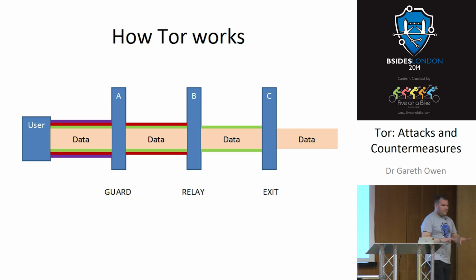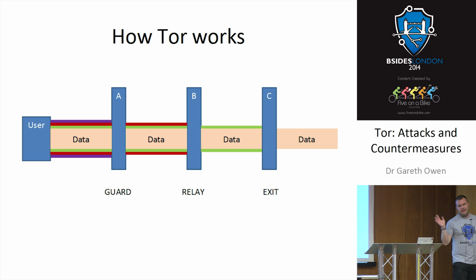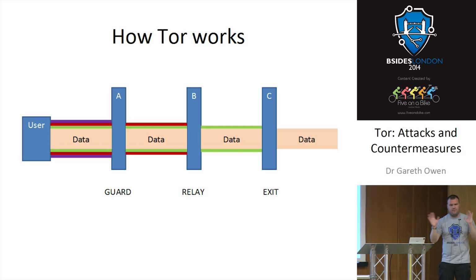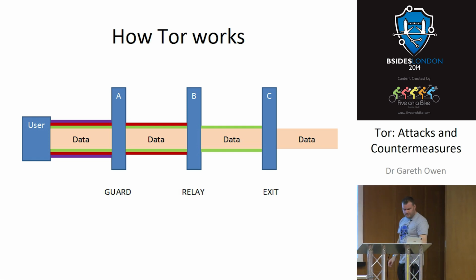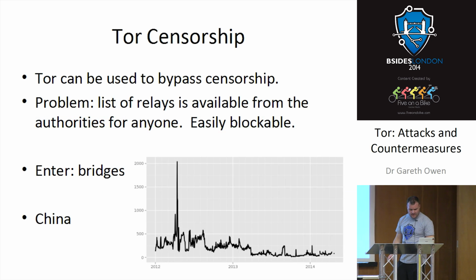So everything I've talked about so far is, okay, you can do the traffic correlation, it's probabilistic and so on and so forth. Now, I'm going to talk to you about something called, no I'm not, I'm going to talk to you about this first, and then I'm going to talk to you about hidden services. It's much easier to de-anonymize people when they use hidden services. I'm going to talk about censorship first though.